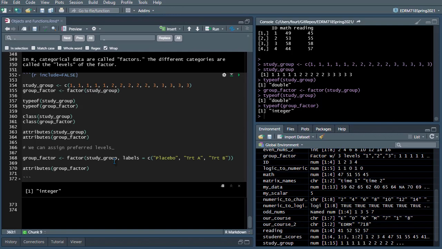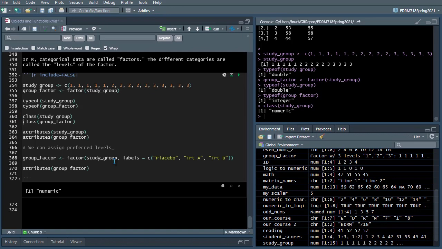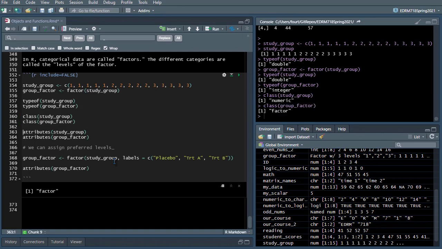If I look at the class of study group, that is the vector before I changed it into a factor, it's numerical. But if I look at the class of group factor, notice it's not numerical. Even though the type of data is an integer, the group factor classification is factor. Remember in the past when we had integers and we looked at the class of that, we also got integers. Here we're getting factor. So that integer storage is simply a special storage for a categorical variable.